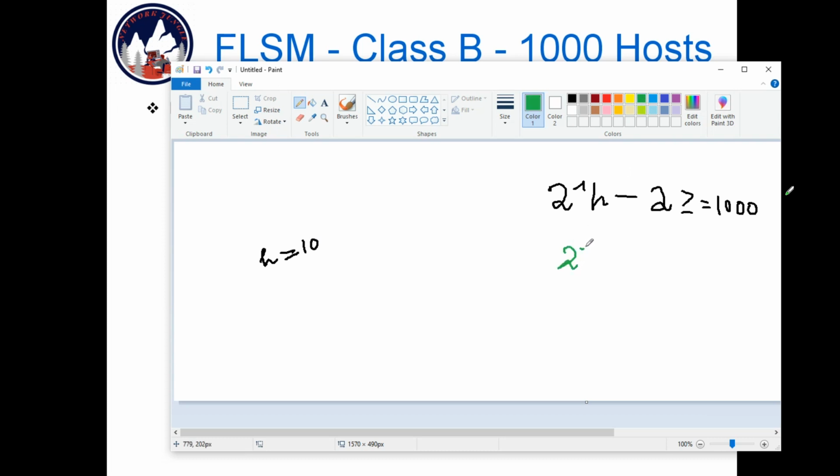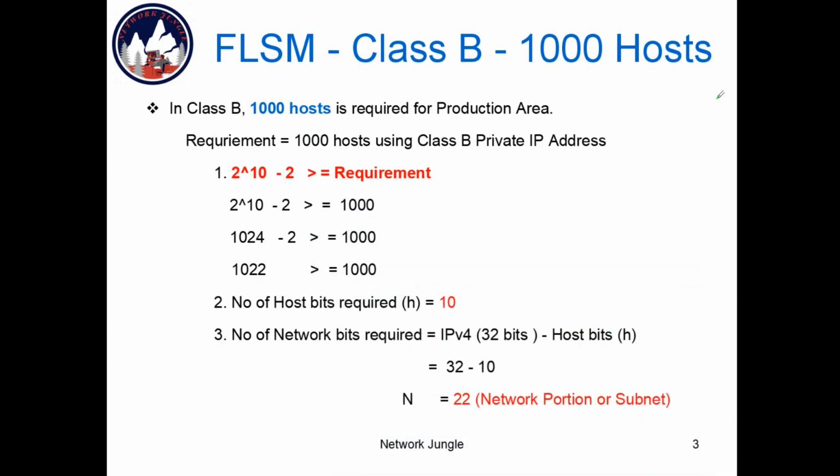So 2 power 10 minus 2. 2 power 10 equals 1024. So 1024 minus 2, you get 1022. Our requirement is 1000 host IPs, and now we got 1022 IPs. So we need to choose h equal to 10. Based on the formula we found the number of host bits, that is 10.